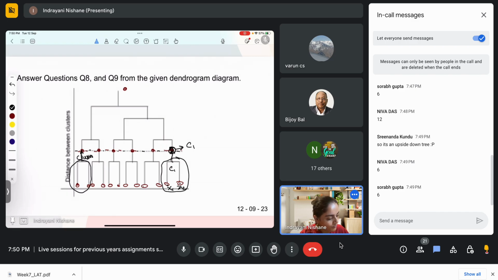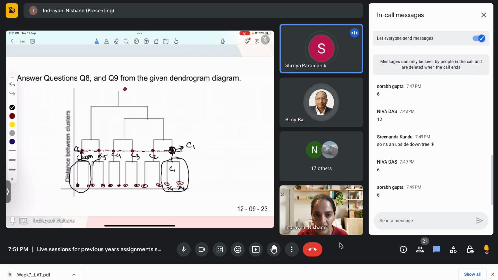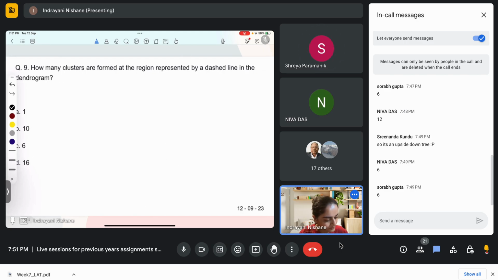Similarly, for these two data points, this is C2. For these two data points, C3. These two data points, C4. These two, C5. These two data points, C6. So how many clusters at the dotted line? 6 clusters. And how do we get there? We calculate the number of leaves at that particular dotted line. Simple to understand? Yes, ma'am.